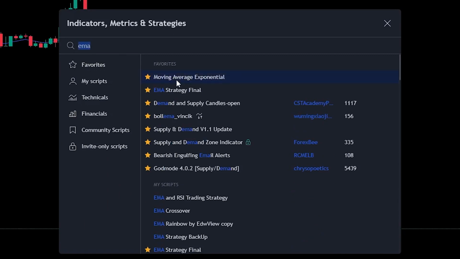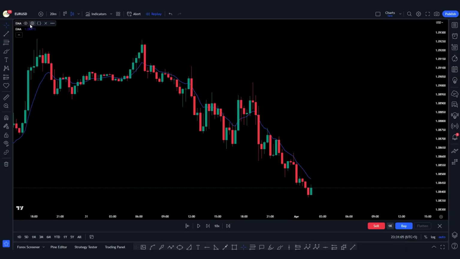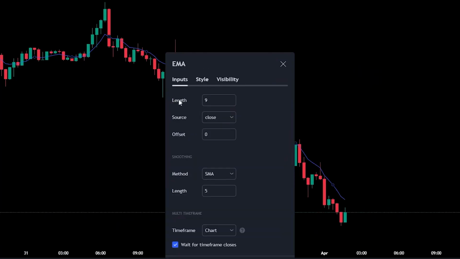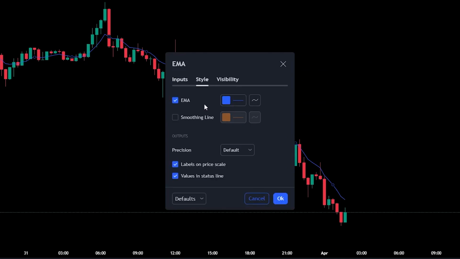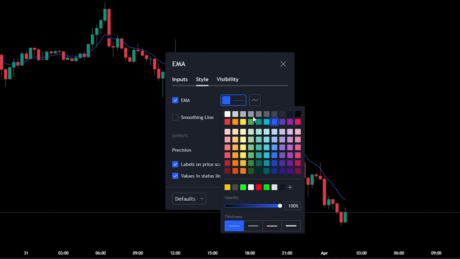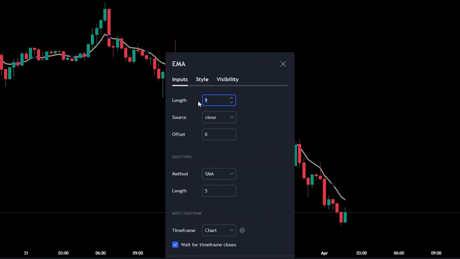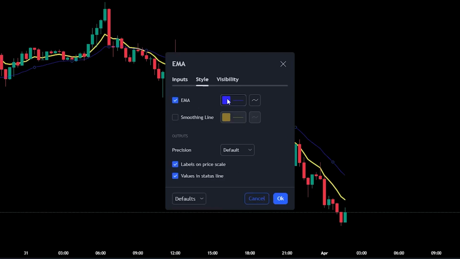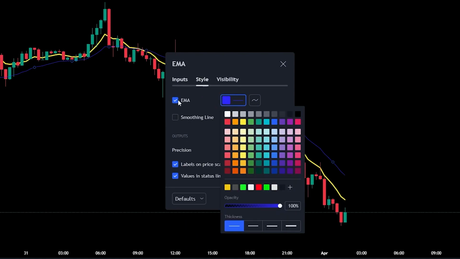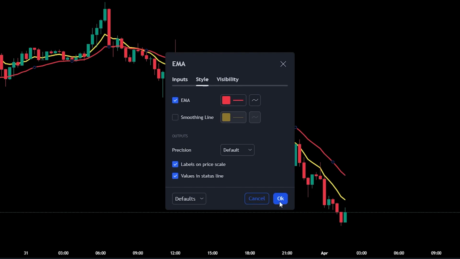Now, once these exponential moving averages are added, let's go towards the exponential moving average settings. And inside here, we're going to tweak these settings so that we're going to change the EMA style, we're going to change this color from blue to yellow, and also we're going to increase the line thickness so that we can see it a little bit better. And now also we're going to go to the second EMA settings, and inside here in the input tab we're going to change this length from 9 to 21 so that it will be a longer period EMA. And inside the style of this indicator we're going to change its color from blue to red. Now also we're going to increase the line thickness, and once that's done, let's hit OK.